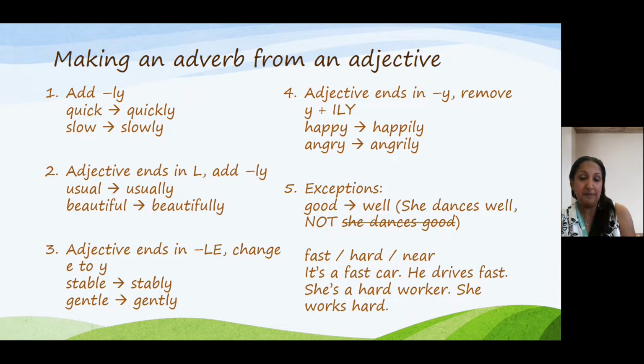And the same with nearly and near. Near is the adverb or the adjective. Nearly changes the meaning completely. It means almost rather than not far from. Okay.